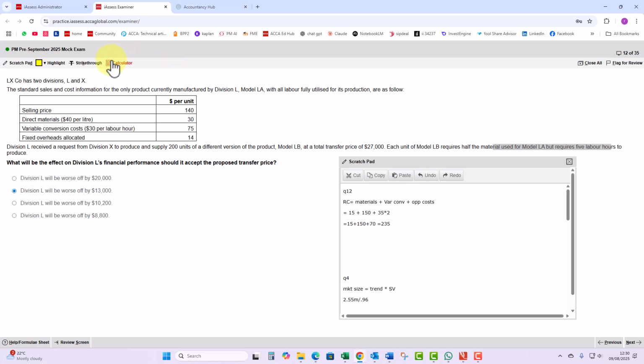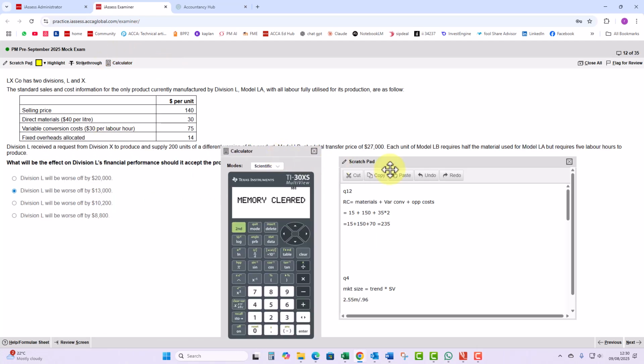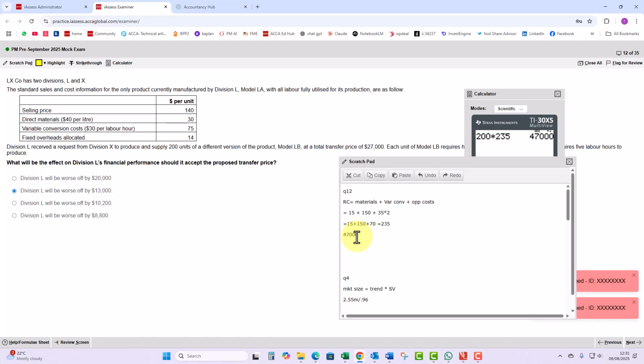We now need to know what that is in terms of all units, and they're making 200 if they go ahead, so 200 lots of 235 is 47,000. So the relevant cost is 47,000. They're being paid 27,000, which means they'll be worse off by 20,000. So my blag answer was incorrect. The correct answer is the top one there, 20,000 worse off.